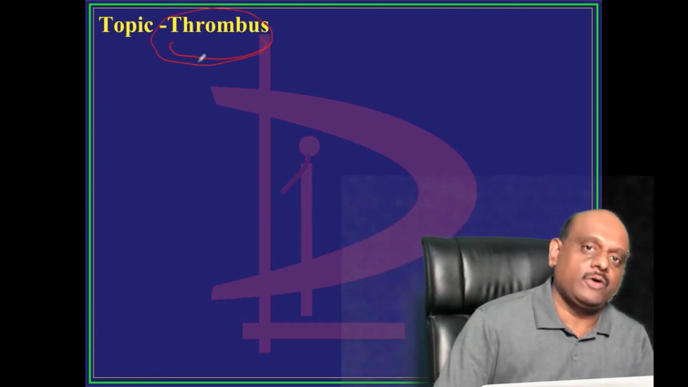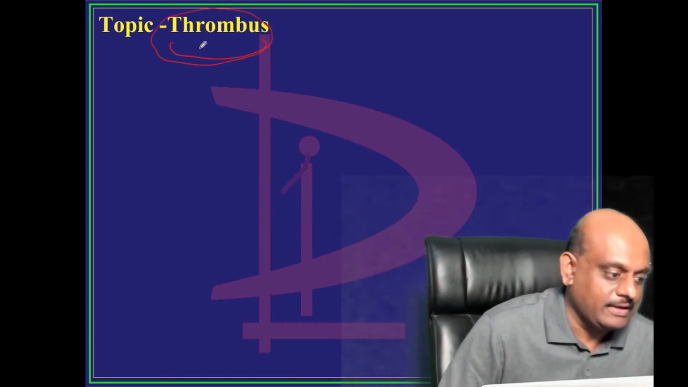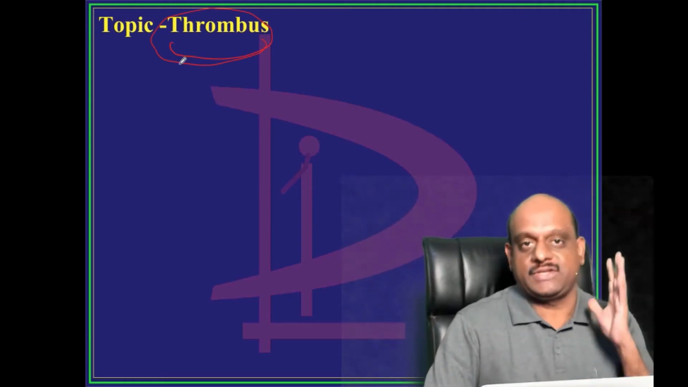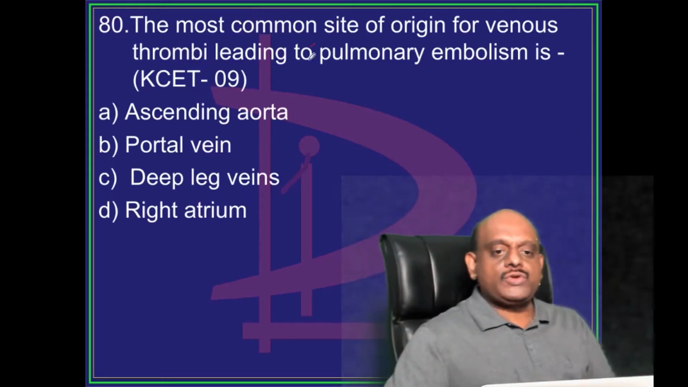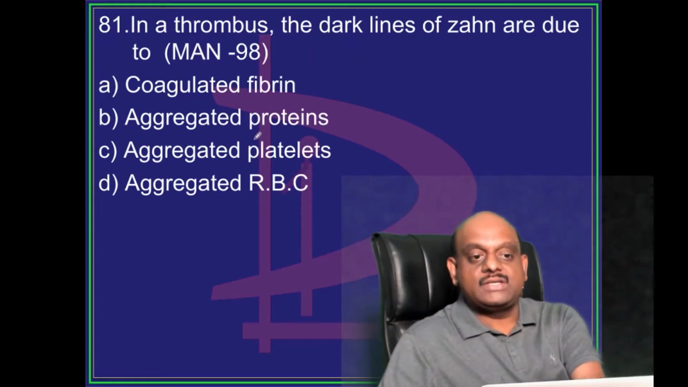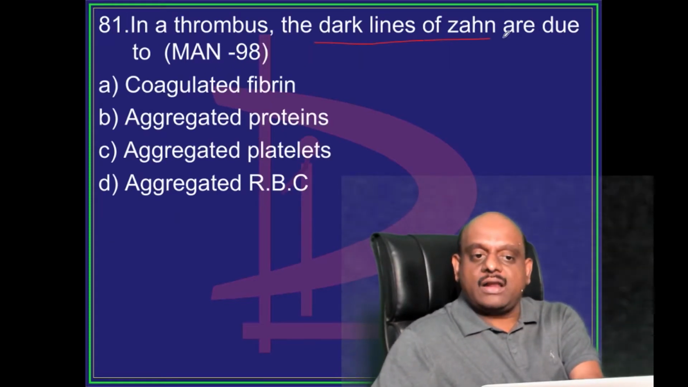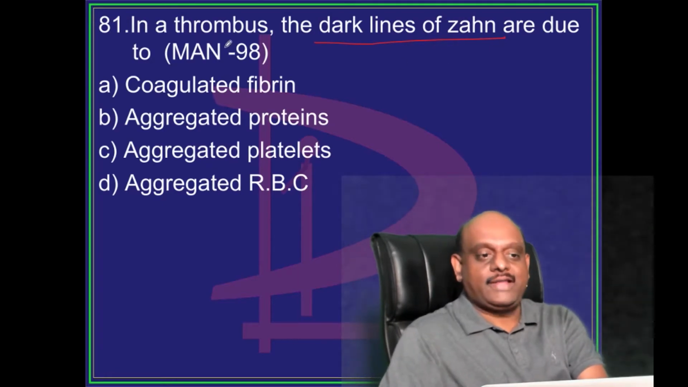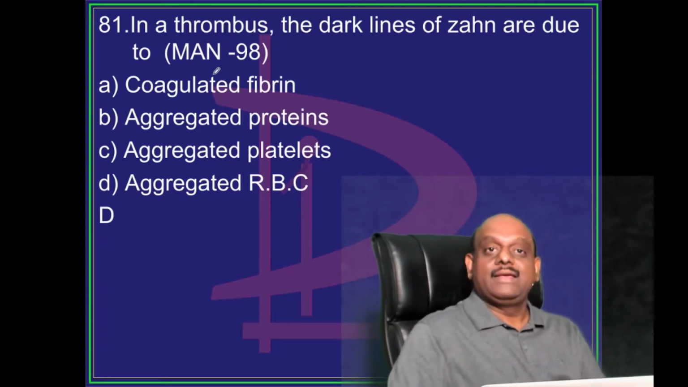Now let us talk about the next topic, doctor, that is called thrombus. What is the most common site of the origin of the venous thrombi, doctor? The deep leg veins.